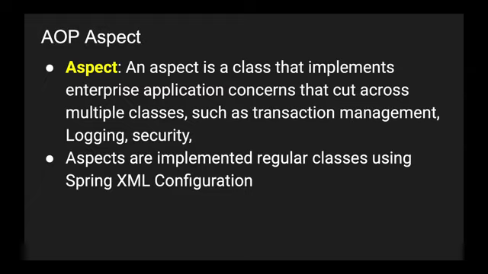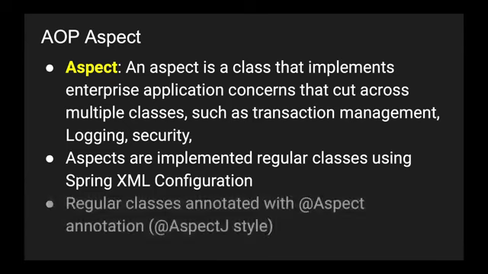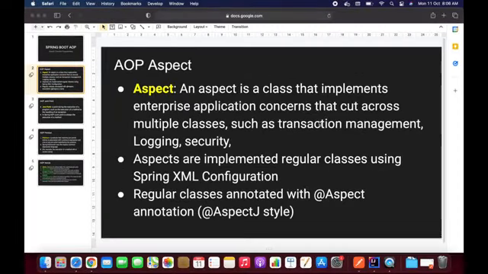Coming to the aspects, basically we can implement an aspect in two ways. One is regular classes using Spring XML configuration, and the other is regular classes annotated with the @Aspect annotation on top of your classes. That is the AspectJ style. I'm going to demonstrate this AspectJ style here. So let me go back to my code.